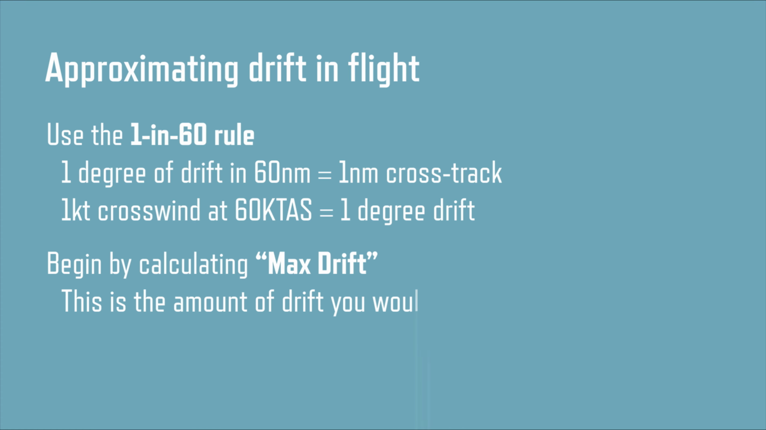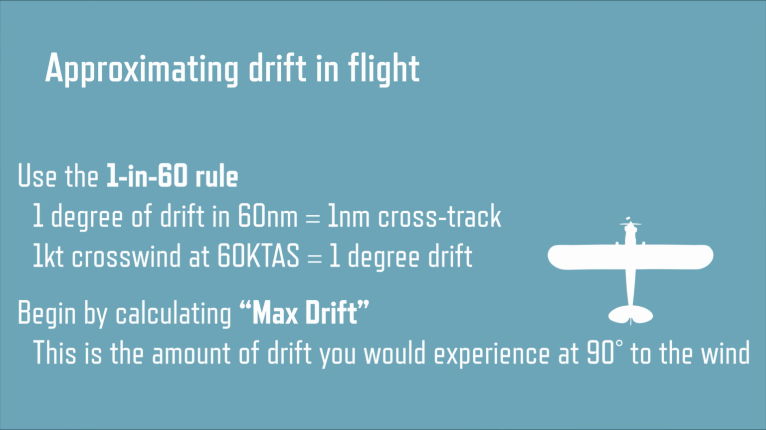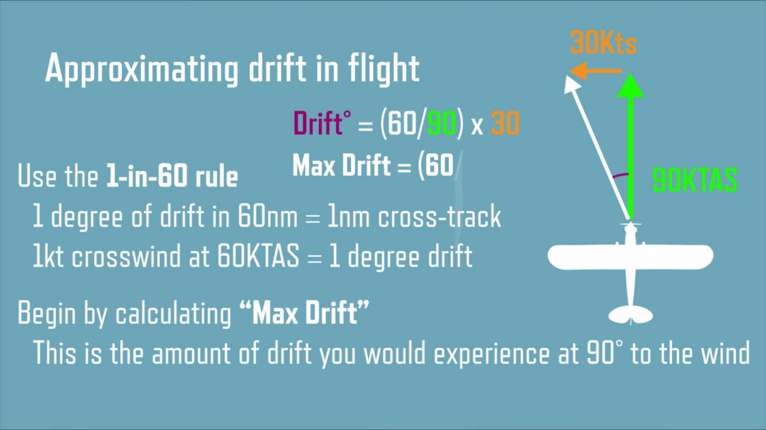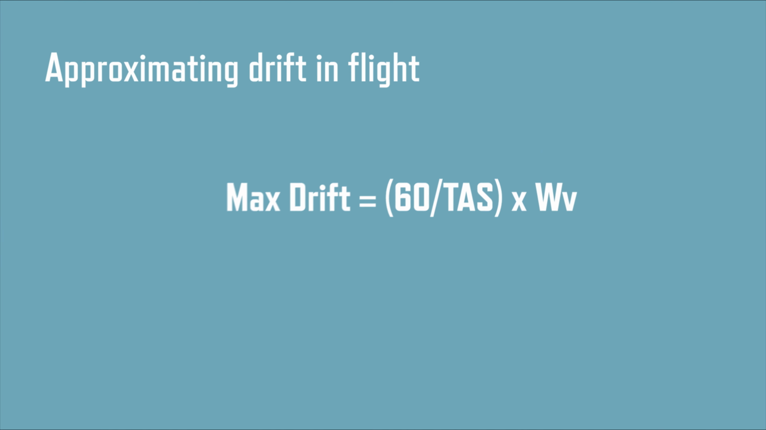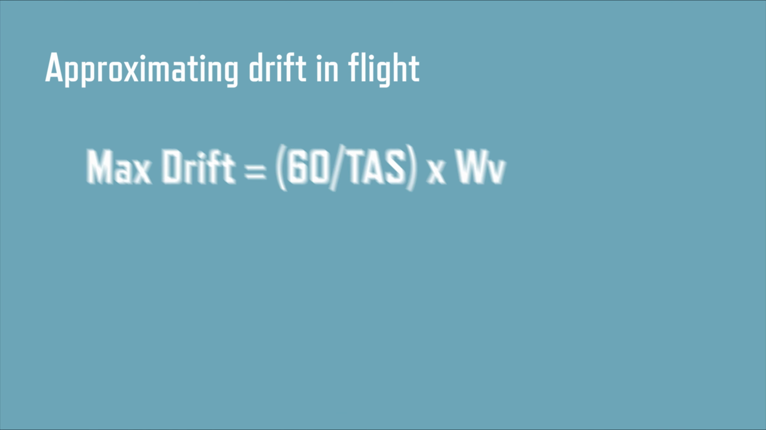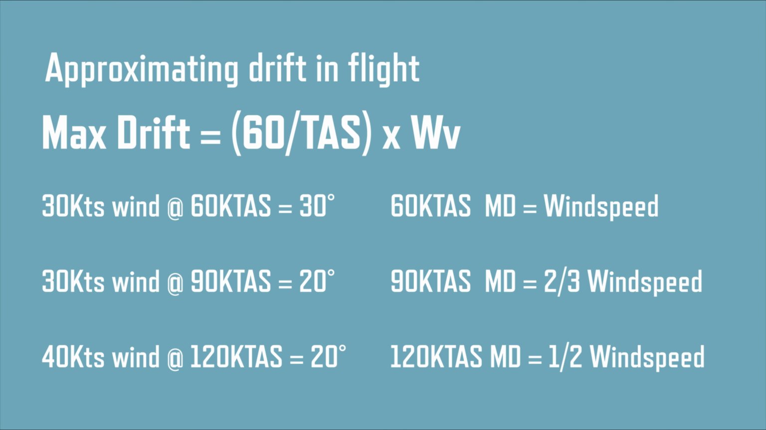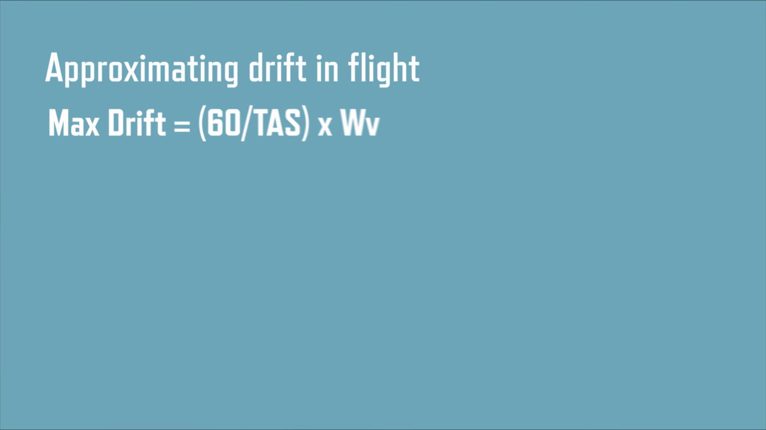You start by calculating the max drift. This is the amount of drift you would experience when at 90 degrees to the wind. Max drift is equal to 60 divided by true airspeed multiplied by wind speed. When planning a flight, you can look at the forecast wind at each level and calculate a max drift figure in advance. For a true airspeed, max drift is equal to a given percentage of the wind speed. You can memorize this for your aircraft.